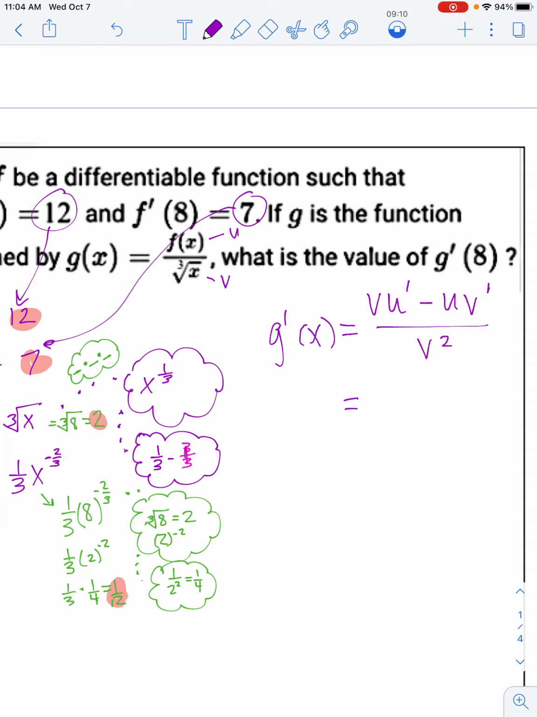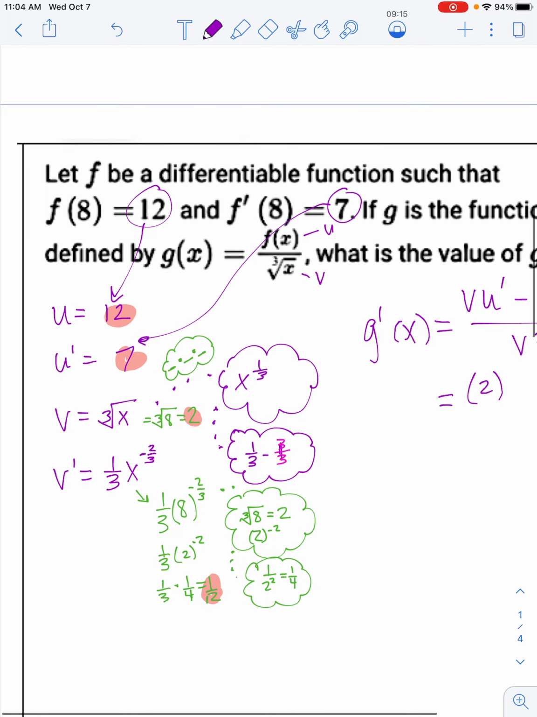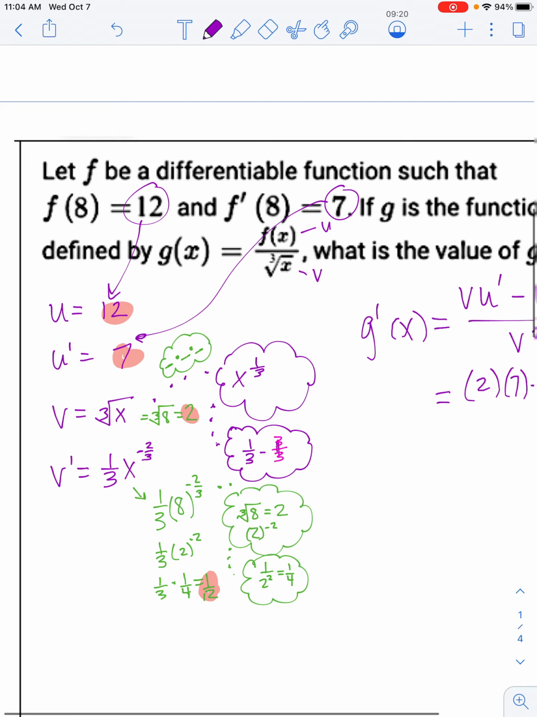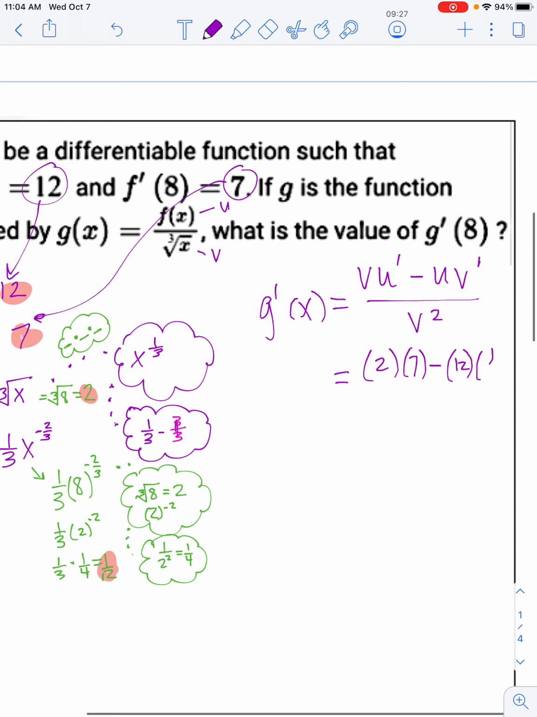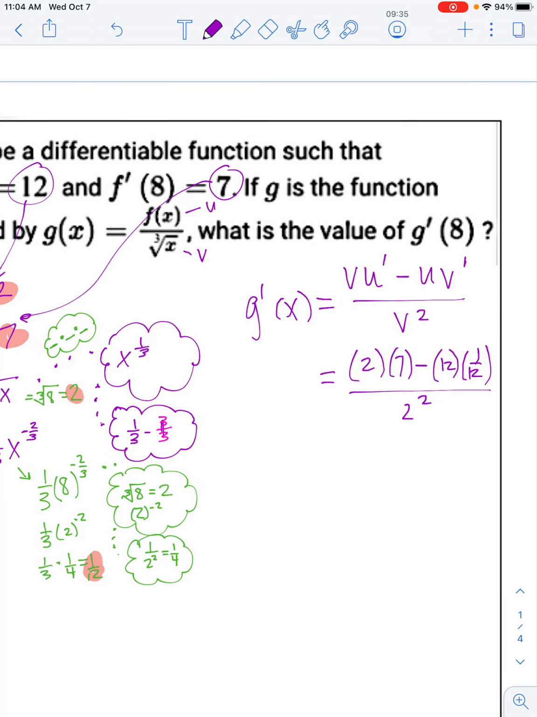And then I can just grab all my numbers. So we know v is 2 and u prime is 7 minus u is 12 and v prime is 1/12, all over v squared, so 2 squared. So we end up having 14 minus 1 on the top, all over 4 on the bottom, so that's 13/4 for g prime of 8.